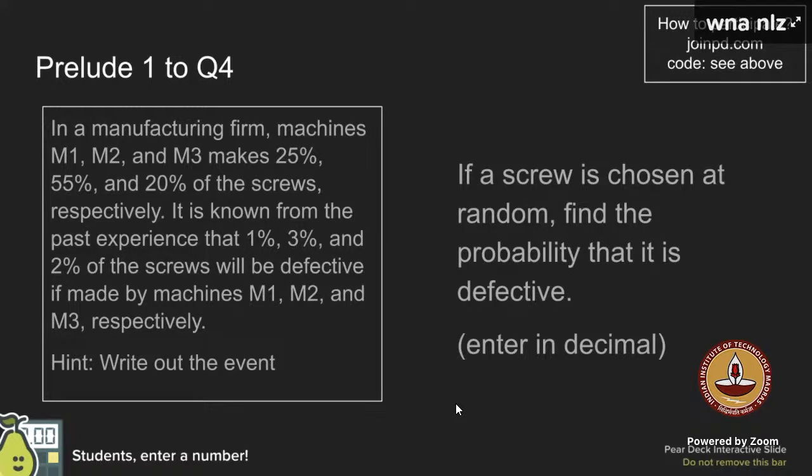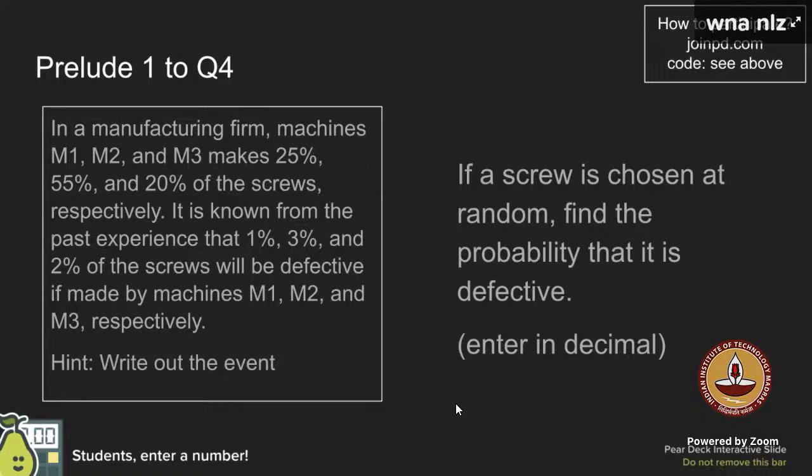Right. So let's read out the question first. What we have been given is that we have a manufacturing firm and there are 3 machines, machine 1, machine 2, and machine 3. The other information given is that machine 1 makes 25% of the total screws, machine 2 makes 55%, and machine 3 makes 20% of the total screws. So suppose I have 100 screws, out of the 100 screws, 25 screws will be from machine 1, 55 will be from machine 2, and 20 will be from machine 3. That's what it means by giving these percentages.